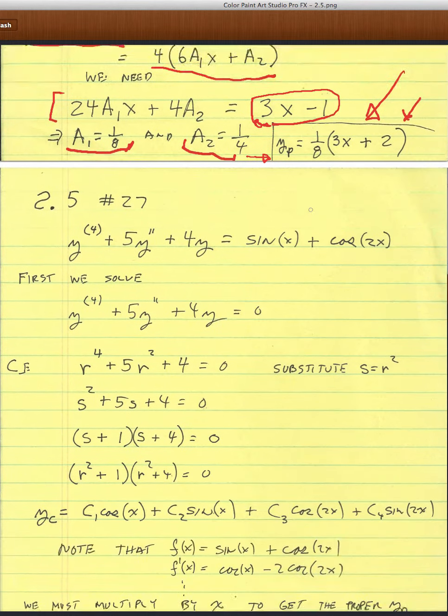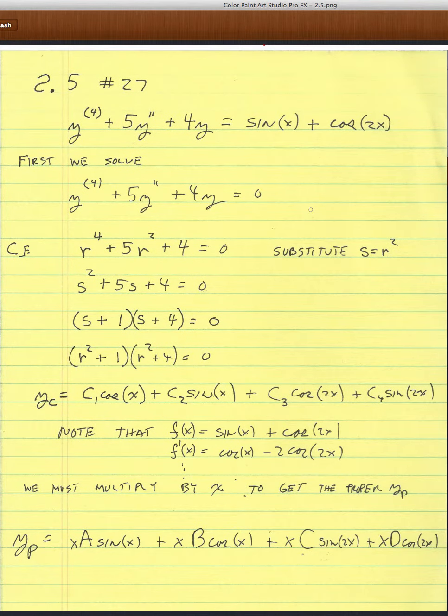Okay, so the next one. Let's take a look at this. Let me read the instructions here. For number 27, it says to set up the appropriate form of a particular solution y sub p, but do not determine the values of the coefficients. Okay, so here we have it.